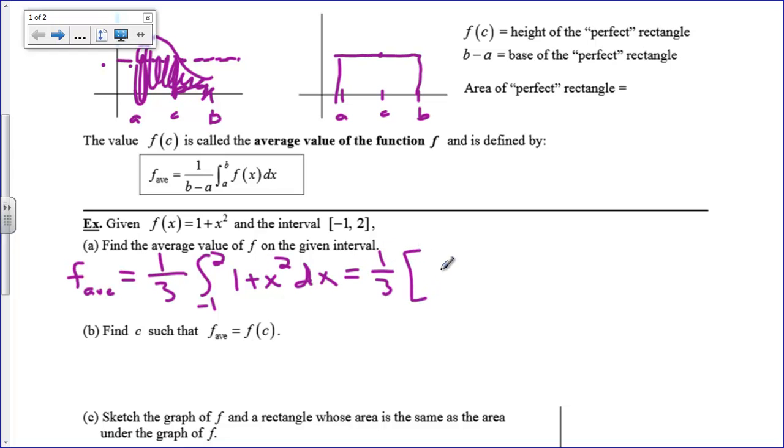We're going to find an antiderivative first, x plus x cubed over 3. We're going to evaluate this from negative 1 to 2. So I'm going to have 1/3 times 2 plus 8/3.